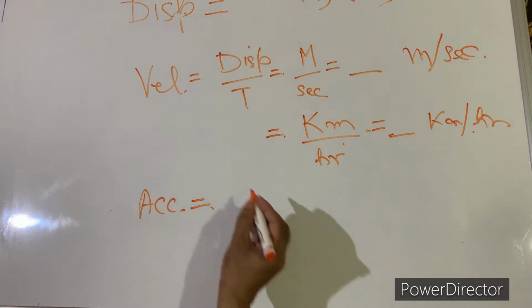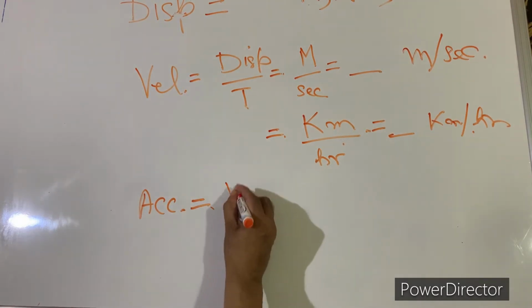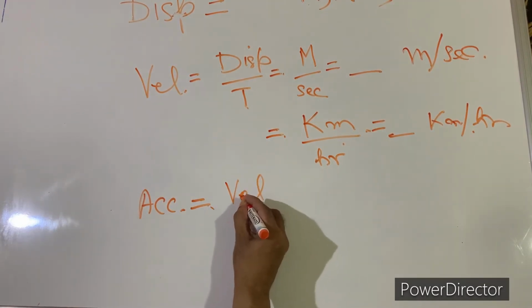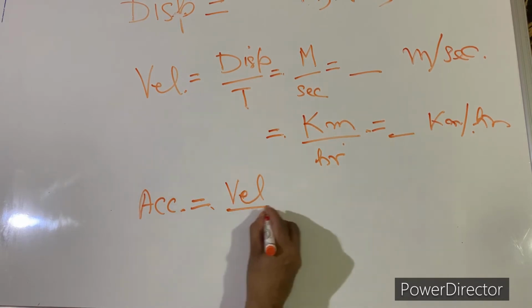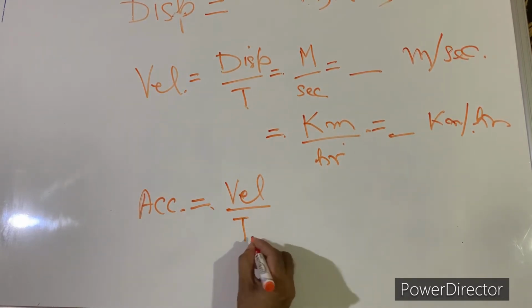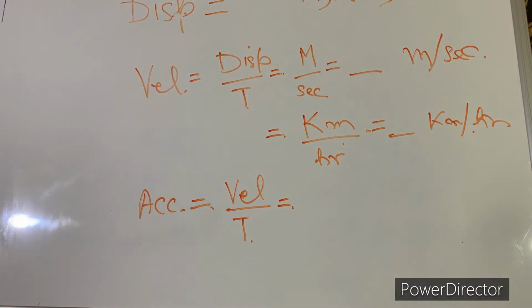Next, we will come down to acceleration, unit of acceleration. We know that acceleration is defined as rate of change in velocity, isn't it? Hence, acceleration is velocity divided by time. Velocity by time will give you the acceleration.